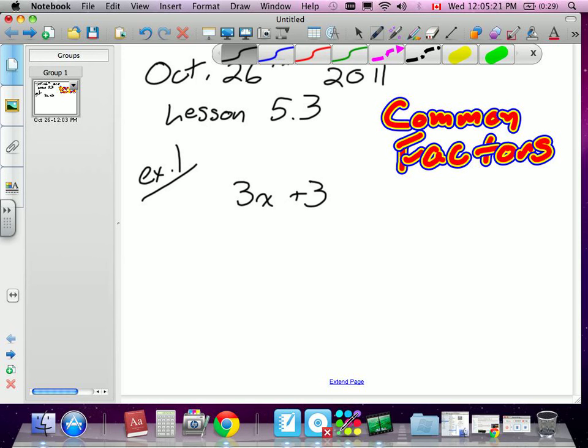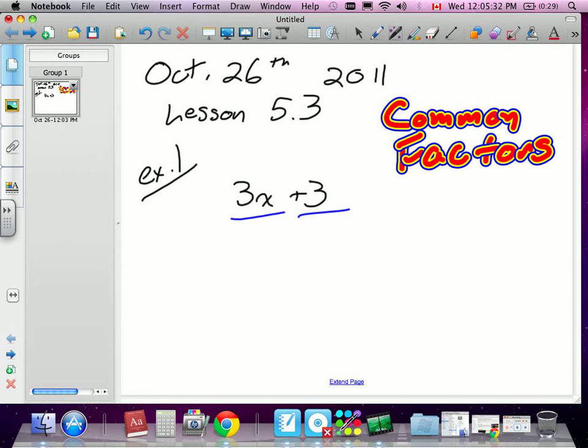What that means is this is the opposite of distribution. Okay? So I'm looking for a number that is divisible into both of these terms. So we have two terms, and we need to find either a number or a variable that divides into both. Can any of you guys see a number that divides into both? One goes in, sure, but one won't change anything. I want a whole number. Josh? 3.